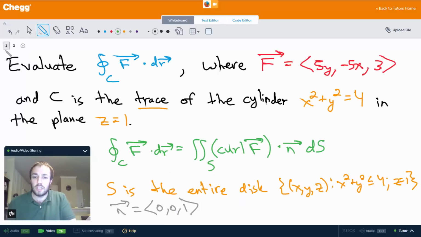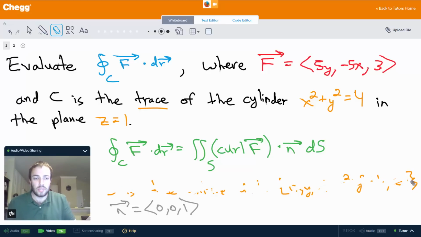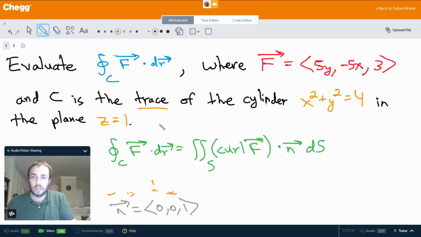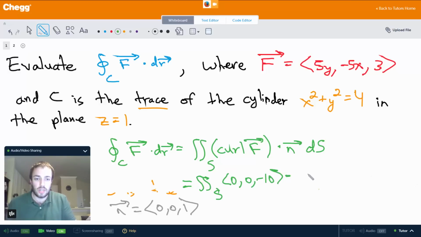So let's go back to page 1, and we're pretty much out of room here, so let me go ahead and erase this. What we have left to do is actually not that much, so we can squeeze it into the room that we have here. So what I want to do now is use this formula here. We're going to do the double integral over s of the curl of f dotted with the outward unit normal. So remember from the second page that the curl of f is 0, 0, negative 10, so we have the double integral over s of 0, 0, negative 10 dotted with 0, 0, 1 ds.